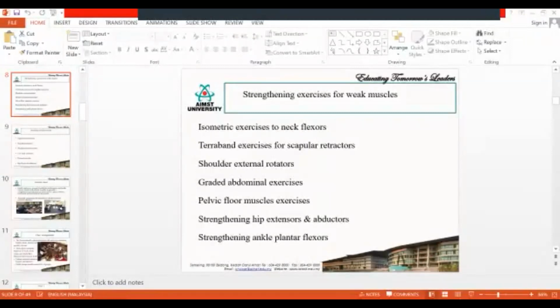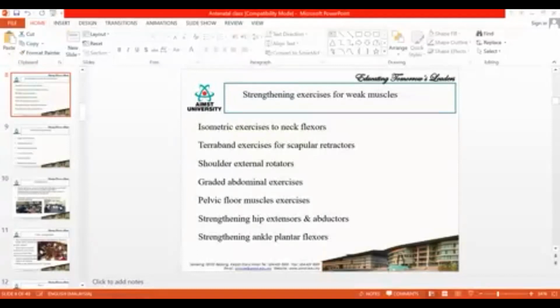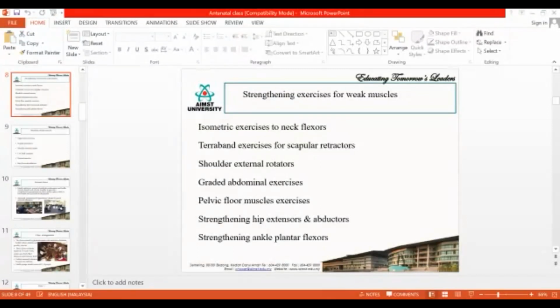But if the person doesn't have that particular weakness, then no need to do. Okay, so it doesn't mean all the pregnant mothers will have all these problems. It is not like that. So some people will have, some people will not have it. So depending on the patient only, you have to teach them. I'm just teaching the general muscles which will be weaker. Okay, then next is for stretching.